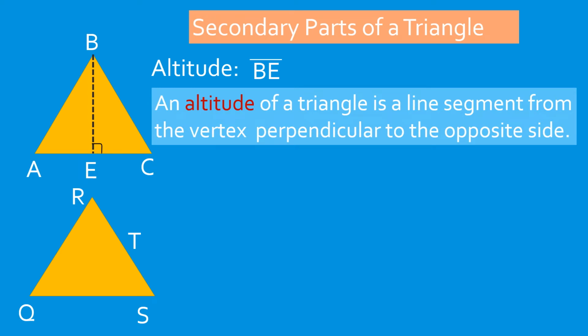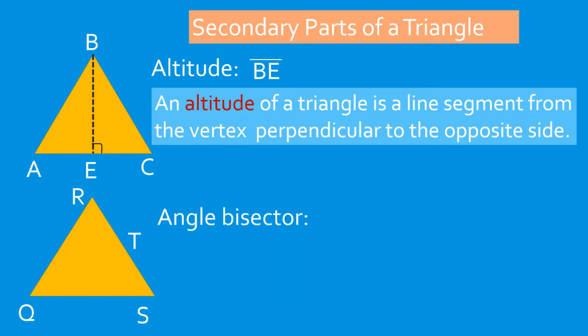An altitude of a triangle is a line segment from the vertex, so here from this vertex, perpendicular to the opposite side. It means that you can also have another altitude from this vertex perpendicular to side BC, or from C perpendicular to side AB.